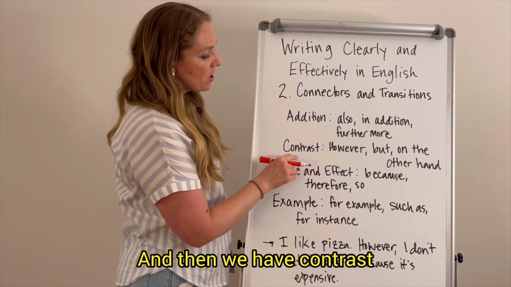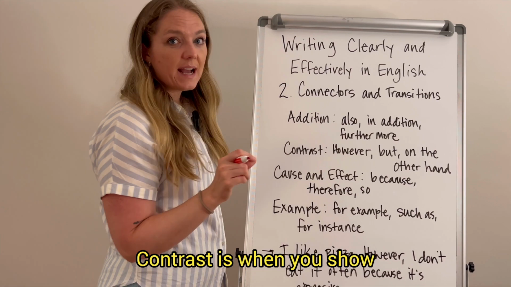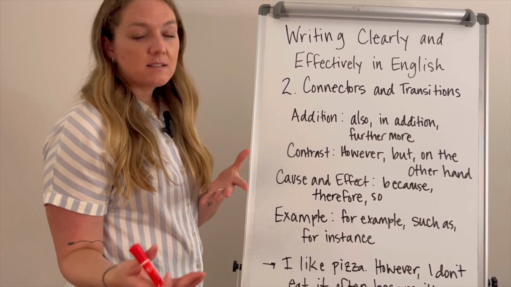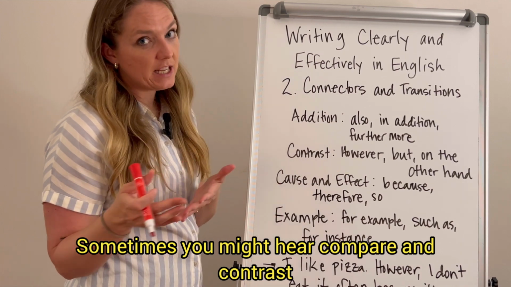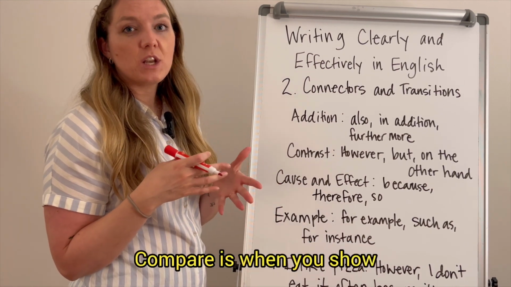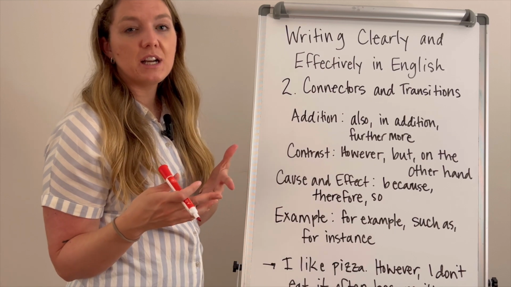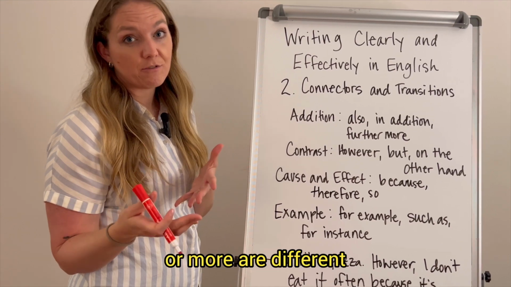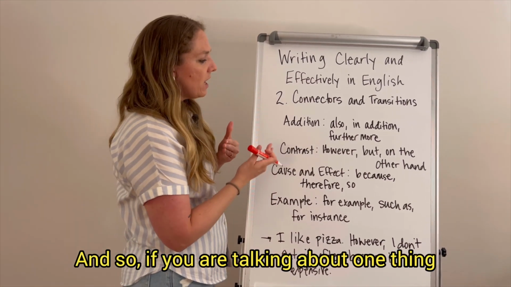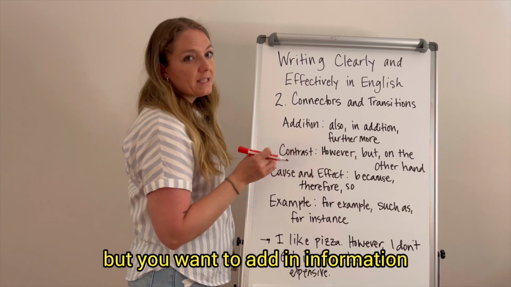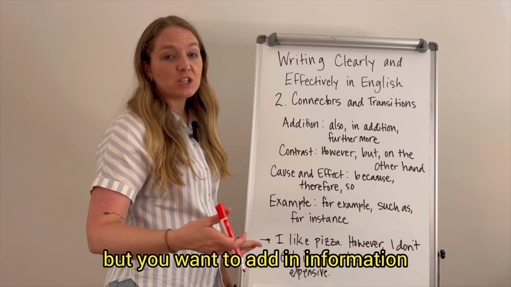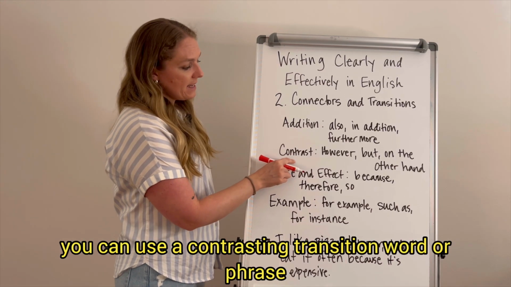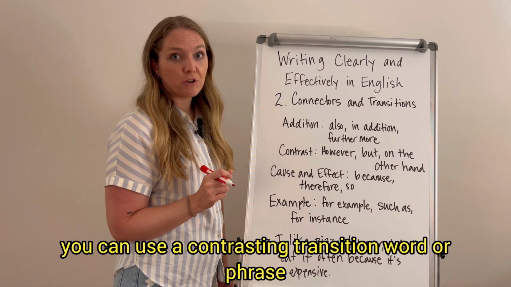And then we have contrast. Contrast is when you show how something is different. Sometimes you might hear compare and contrast. Compare is when you show how 2 things are similar, and contrast is when you show how 2 things or more are different. And so if you are talking about one thing, but you want to add in information that shows something different, you can use a contrasting transition word or phrase.